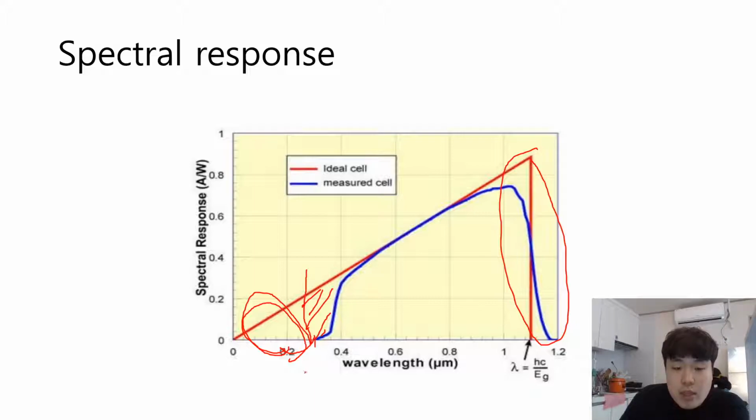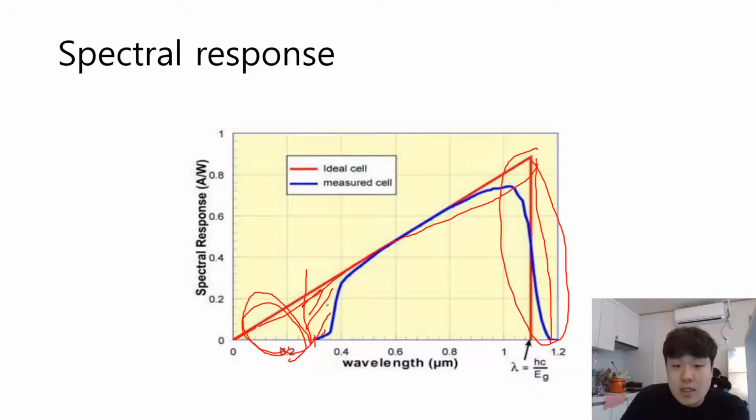First, when we get the lower wavelengths, this wavelength light has high energy, so the solar cell surface absorbs all of the light, so we do not calculate the spectral response that we can see. Oh wait, first this red line is the ideal cell graph, and the blue line is the measured cell.